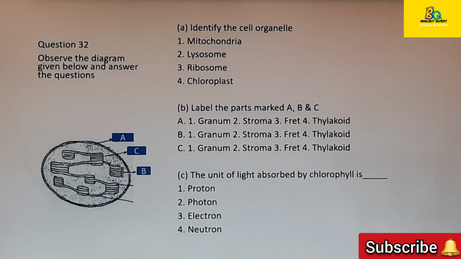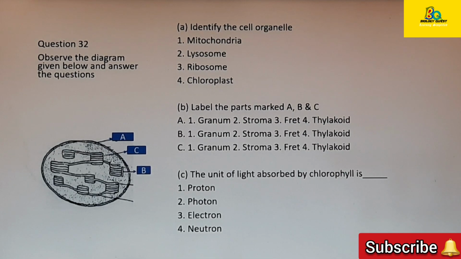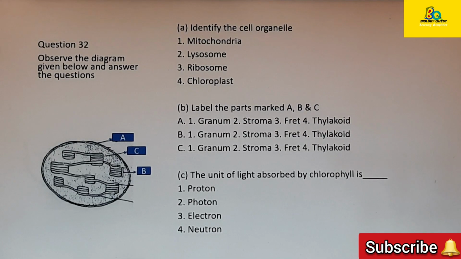Okay. Then the unit of light absorbed by chlorophyll is, options are proton, photon, electron, neutron. Which is the correct answer? Correct answer is photon. Photon is the unit of light energy.